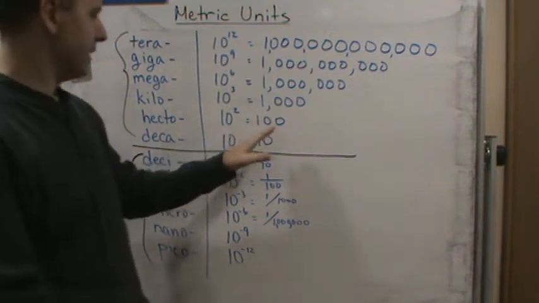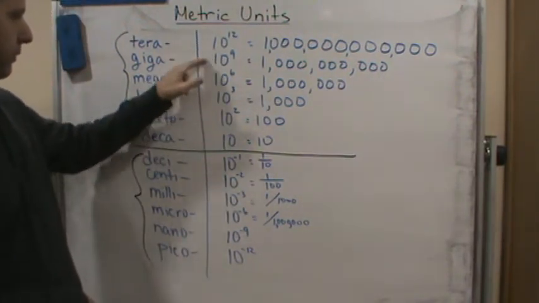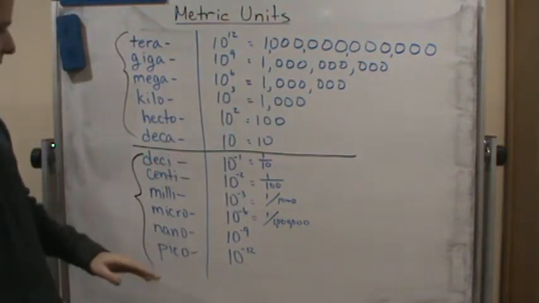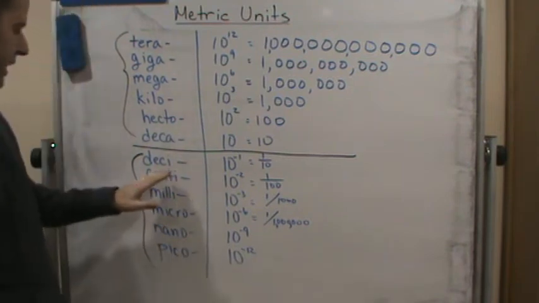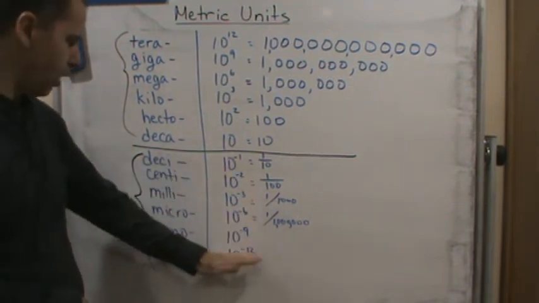So what happens is these are all powers of 10. Notice that I wrote them this way, and I just expanded them out so you could see. And then I didn't write all these out, but you can see that these are divided by powers of 10. So these are really small numbers.